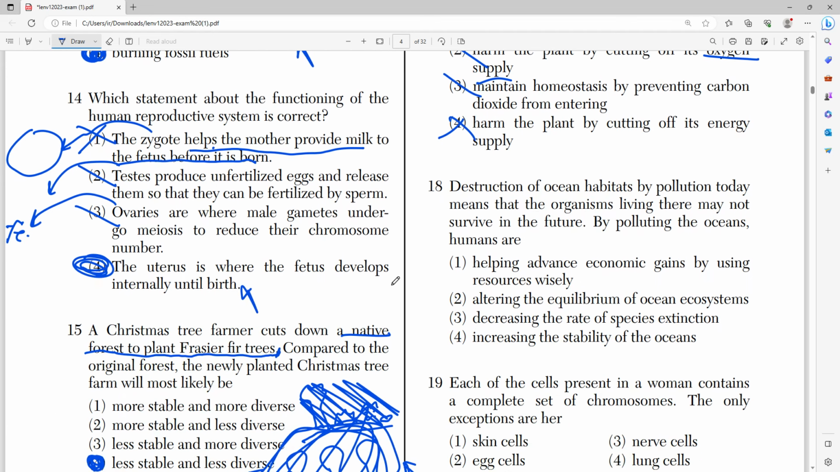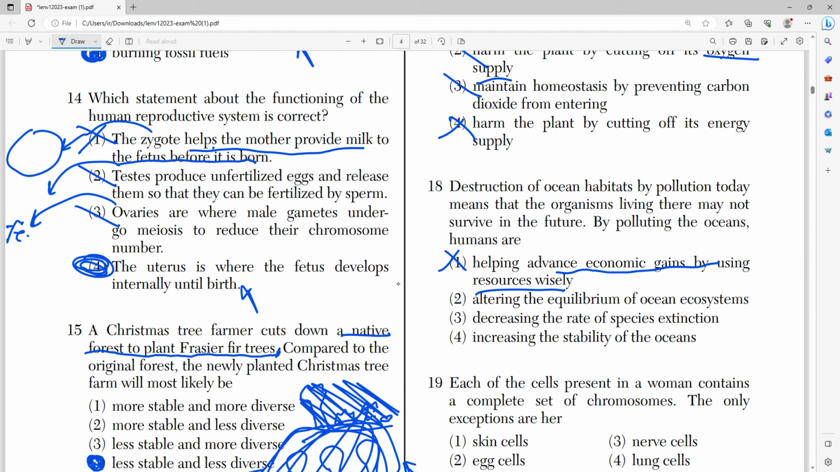Number 18 says the destruction of ocean habitats by pollution today means that the organisms living there may not survive in the future. By polluting the oceans, humans are... automatically, we can eliminate choice number 1. They're not helping advance economic gains by using resources wisely, right? If you're polluting something, if you're damaging the environment, you're not using resources wisely. A wise use of resources means that it's sustainable. That means that you're not damaging the environment, right?